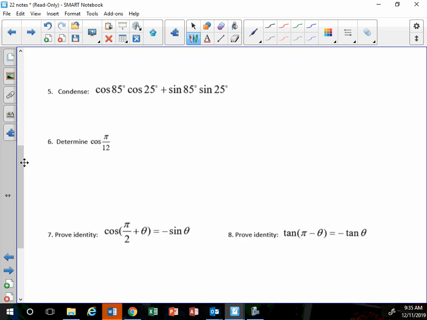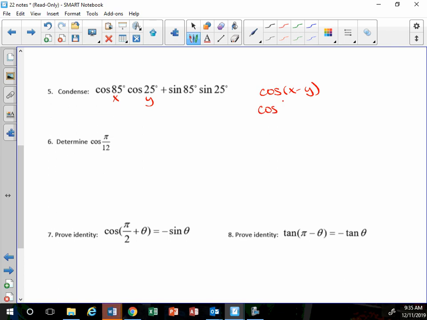Okay, good. So back to this one. Cosine 85, cosine 25, plus sine 85, sine 25. We don't know any of those values, so we can't look at that and figure out what it is. But do you guys see that that's one of our formulas? Cosine, cosine, plus sine, sine. What does that look like? Cosine of x minus y, right? Okay, so the 85 is the x and the 25 is the y, correct?